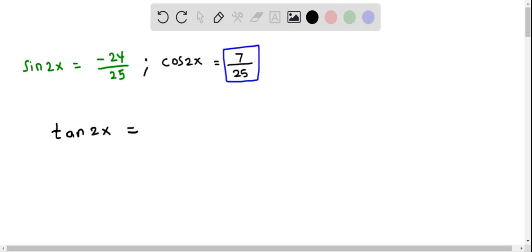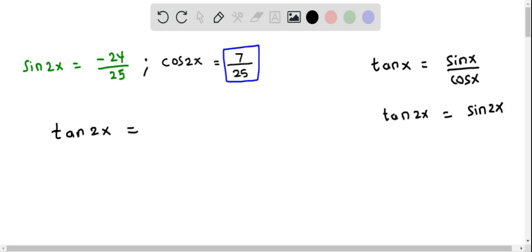We will now determine tangent 2x. For this, I'm going to use the quotient identity, that is tangent x equals sine x over cosine x. So using this quotient identity, I can write down tangent of 2x equals sine of 2x over cosine of 2x. Just replace x by 2x in this quotient identity. We get tangent 2x equals sine 2x over cosine 2x.